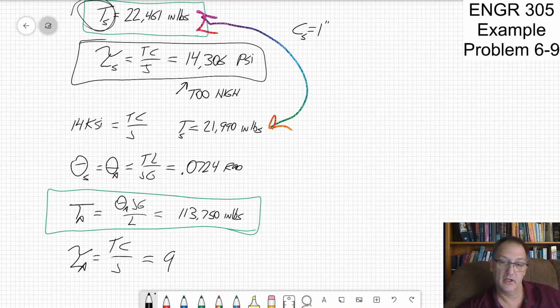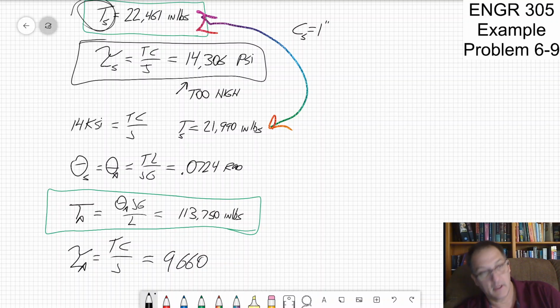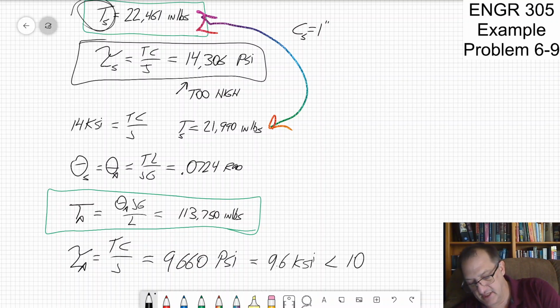9,660 PSI. Sorry, PSI when I write it out, or 9.6 KSI, which is less than 10 KSI, which is equal to the allowable stress.